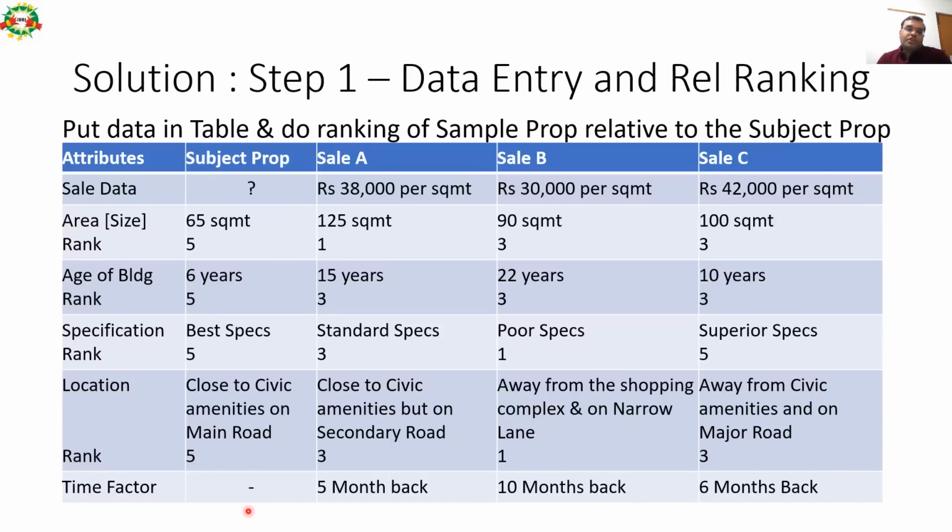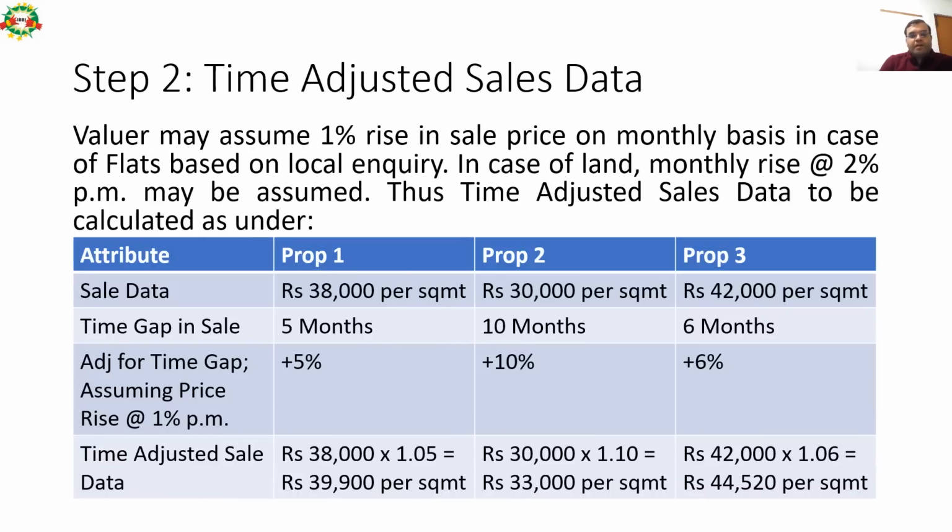The subject property is required to be valued as on the current date. However, sale instance A happened 5 months back, sale instance B was sold 10 months back, and C was sold 6 months back. So step 2, after calculating the average relative ranking of these three properties, the valuer may assume a 1% rise in sale price on a monthly basis in case of a flat, based on local inquiry. It is subjective. However, in an IBBI exam question, the assumptions will be given in the question.